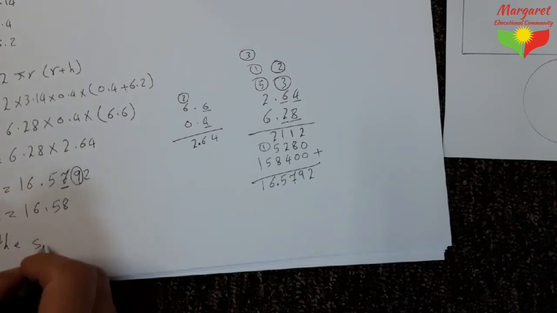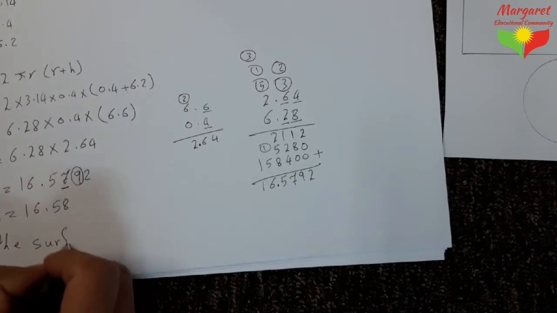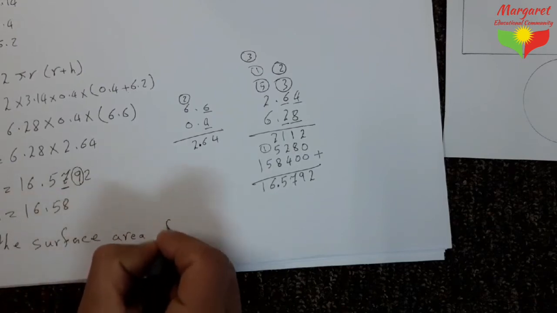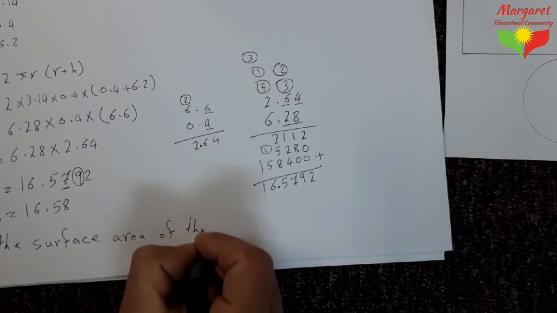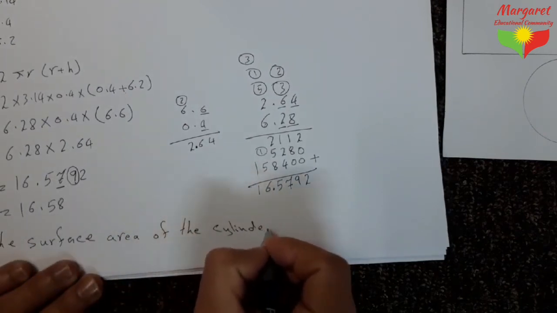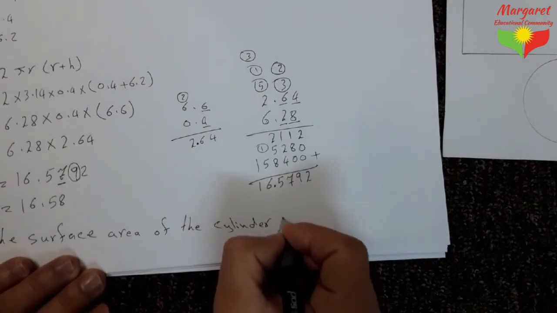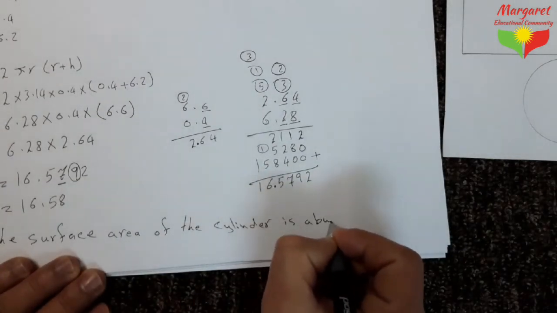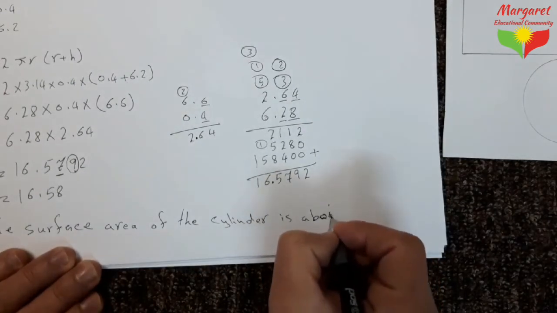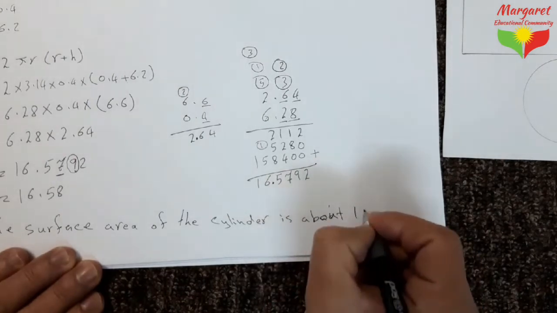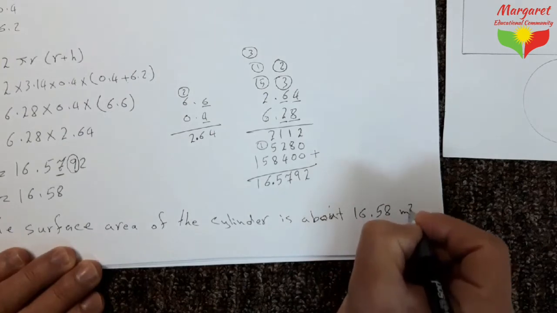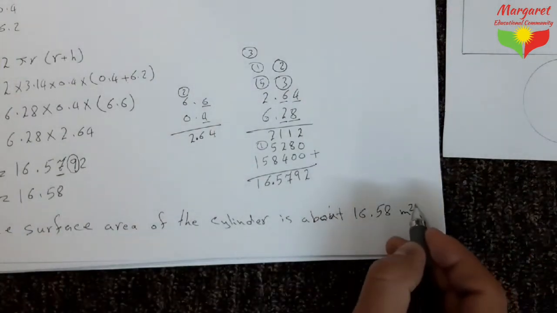So the surface area of the cylinder is about 60.58 meters square.